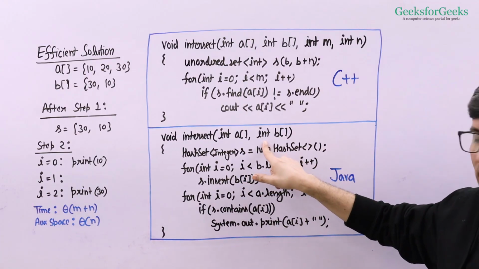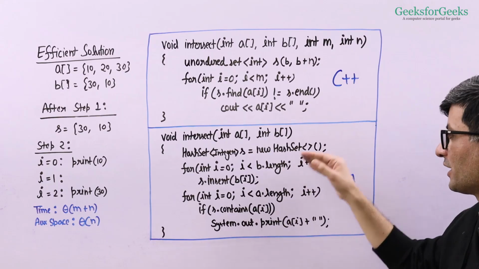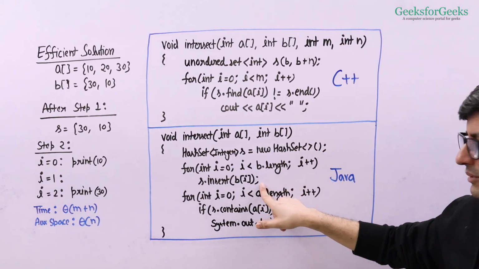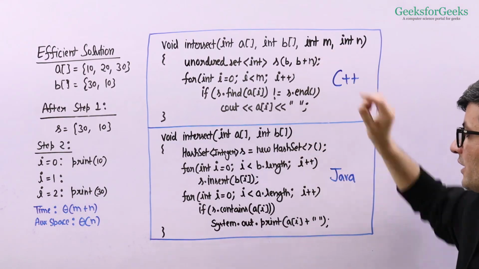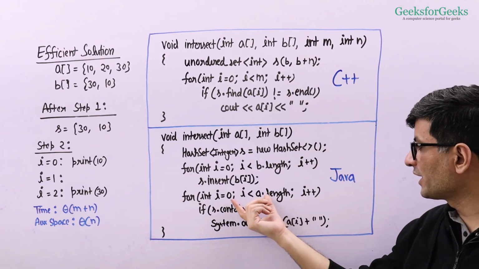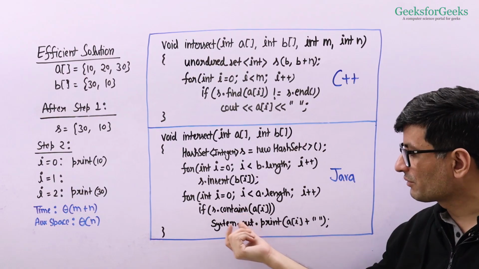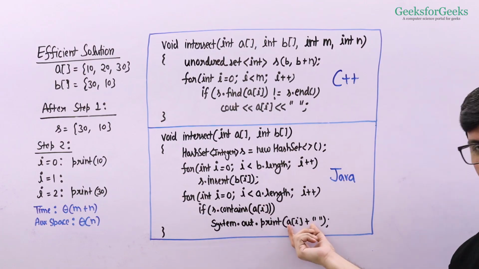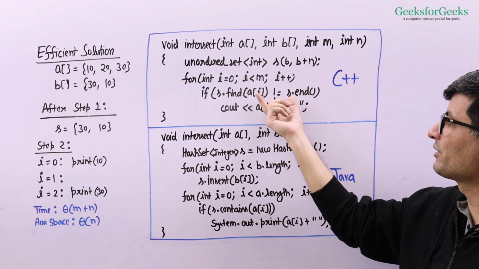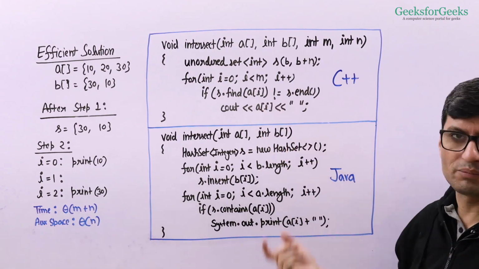I am assuming we have int array input. So we are creating an empty hash set first, then inserting all the elements of array B. That's how we create a hash set in Java, and this is how we create an unordered set in C++. Now we traverse through array A, and the contains function tells us whether A[i] is present in the set or not. If it is present, then we print it. The same thing we are doing here: we are checking if it is present in the unordered set, and if it is, we print it.